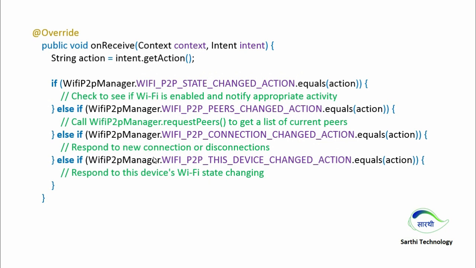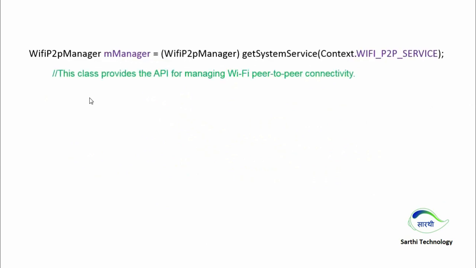Okay. So after that we will come back to the main activity, and in the main activity, first we will create an object of WifiP2pManager, and initialize this manager using getSystemService, with Context.WIFI_P2P_SERVICE. This WifiP2pManager class provides the API for managing Wi-Fi P2P connectivity. So all the things that we will do regarding Wi-Fi P2P, we will use this manager.